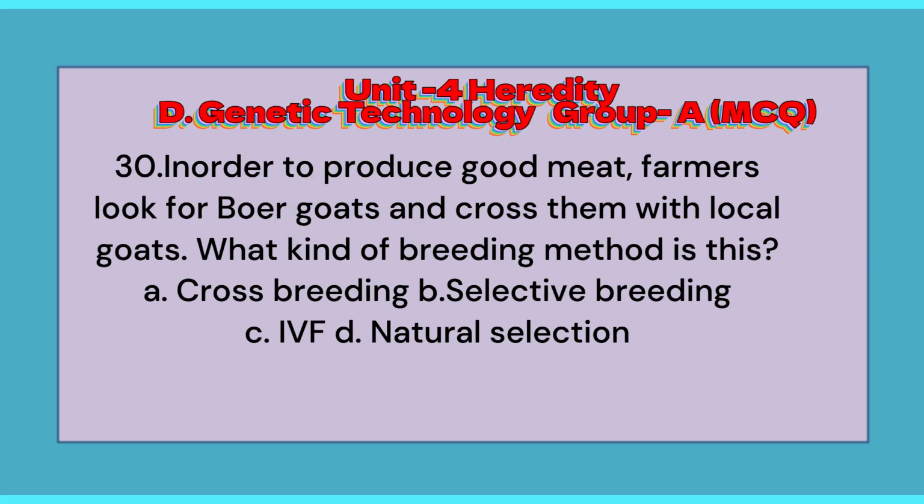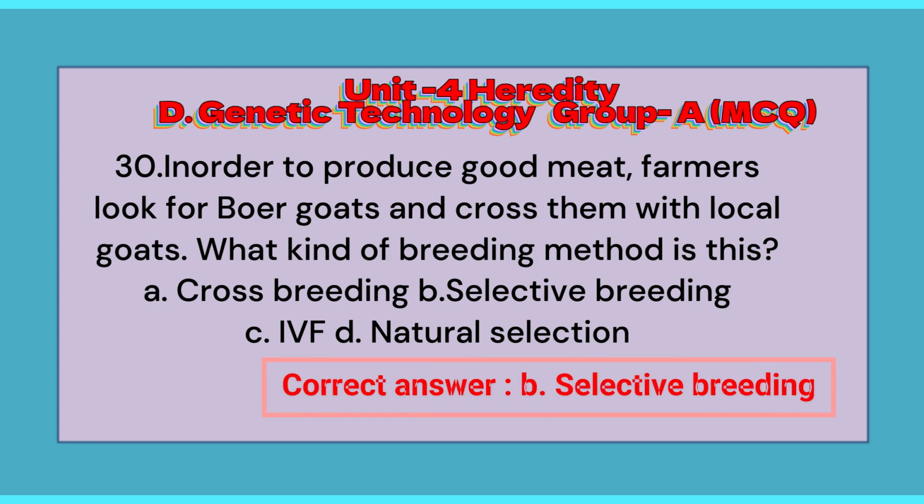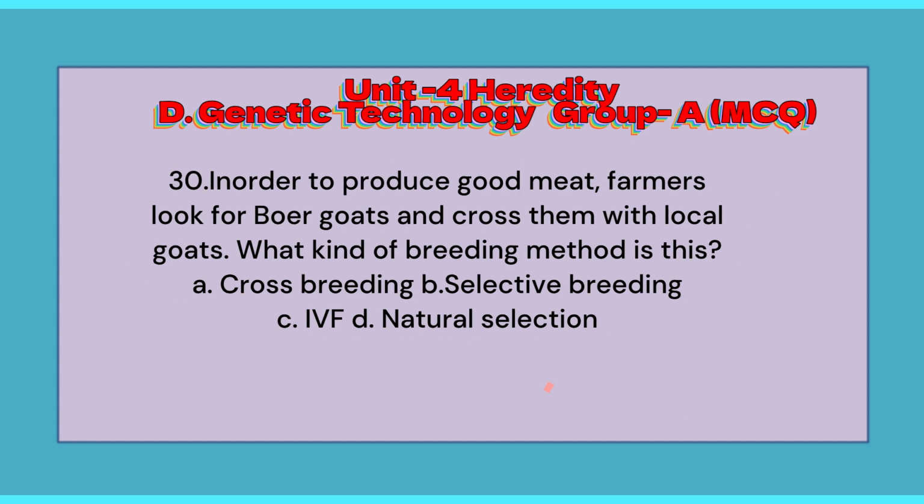30. In order to produce good meat, farmers look for Boer goats and cross them with local goats. What kind of breeding method is this? A. Crossbreeding. B. Selective breeding. C. IVF. D. Natural selection. Correct answer: B. Selective breeding.